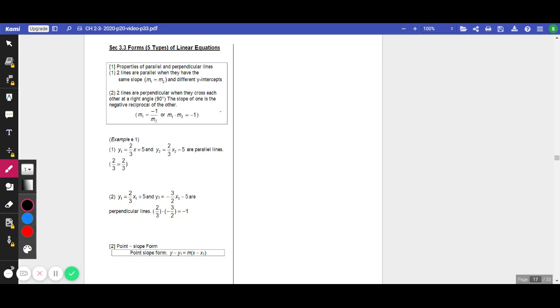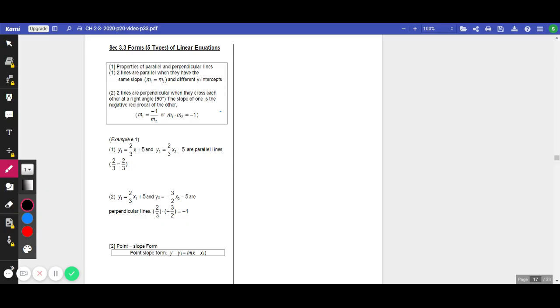Today, we're going to talk about section 3.3. Section 1, property of a parallel line and perpendicular line. Two lines are parallel when they have the same slope. So if the slope of one equation is equal to the slope of the second equation, and it has a different y-intercept, we are saying two lines are parallel to each other.